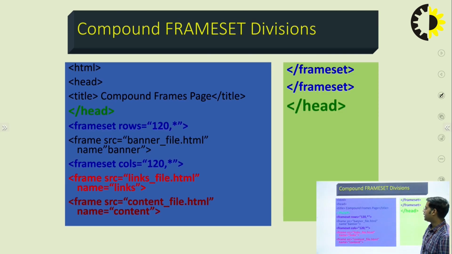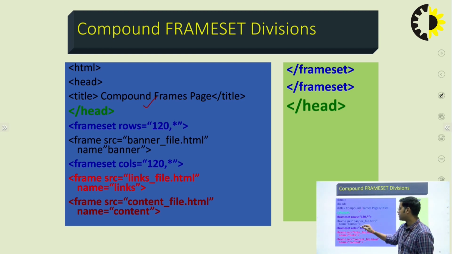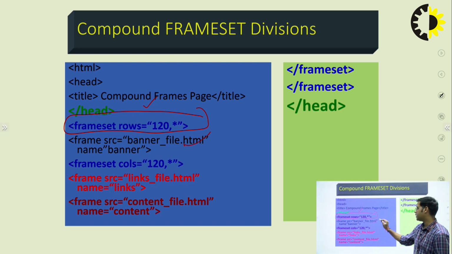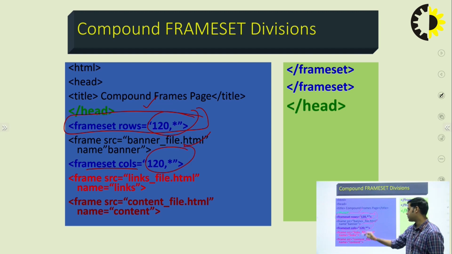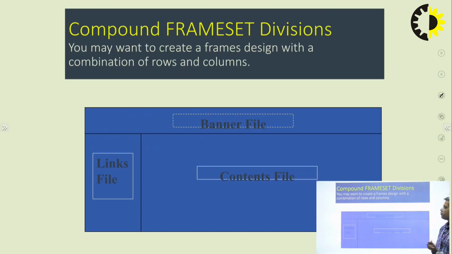Okay, so as you can see here, this is a compound frameset division. Here we have to divide the compound frame. So frameset rows 120, and similarly inside this row we have to mention this particular HTML element. Similarly, for frameset cols, we have to divide the columns as 120 comma asterisk 120 comma asterisk. So you may want to create a frame design with a combination of rows and columns. Okay.